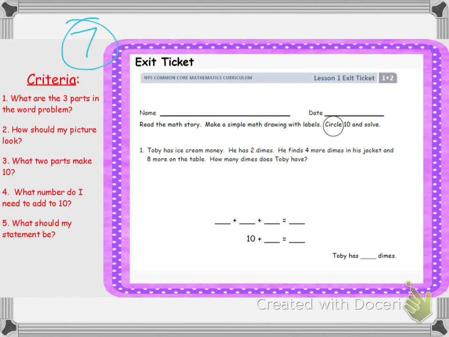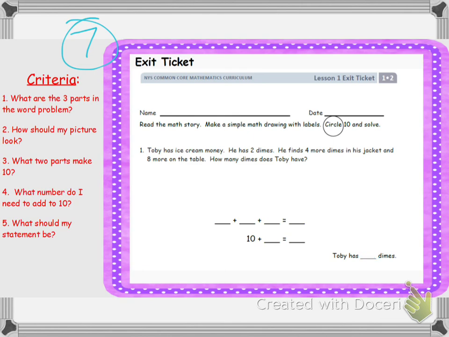All right, I'm going to read it again. This time you can start solving. Remember, ask yourself this criteria. What are the 3 parts in the word problem? Write it in your number sentence. How should my picture look? Draw it. Draw your 3 parts. What 2 parts make 10? Circle it. Circle the 2 parts that make 10 in your picture and number sentence. What number do I need to add to 10? That's the part you did not circle. Write it in your number sentence. And what should my statement be? You'll write the whole right here.